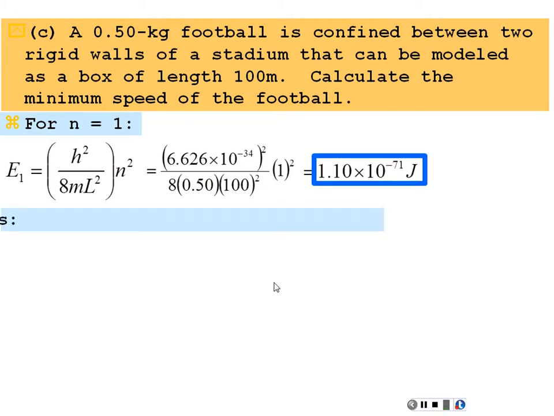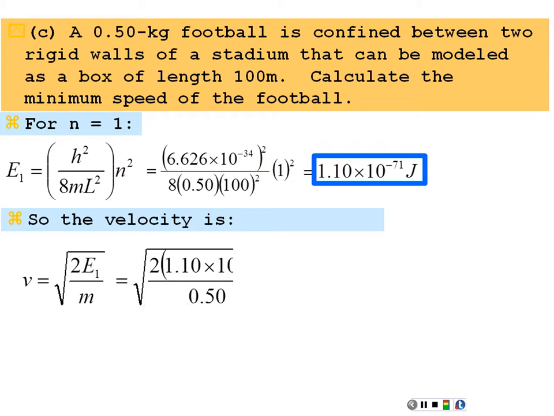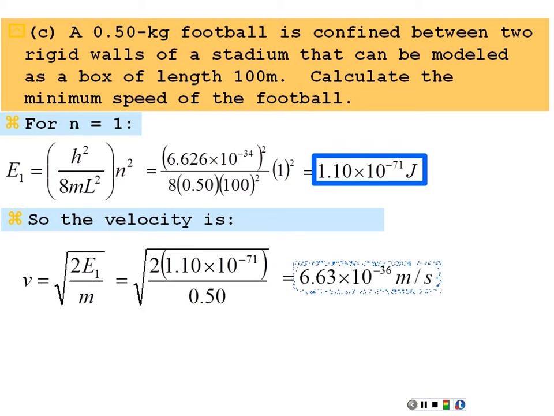So the velocity associated with this much energy, if all of our energy is kinetic, is the square root of 2 times this energy over the mass: 2 times 1.1 times 10 to the minus 71 over 0.5 kilograms, square root, or 6.63 times 10 to the minus 36 meters per second.